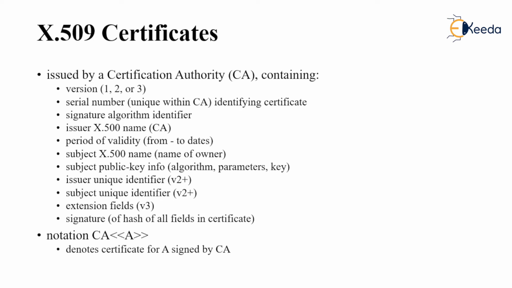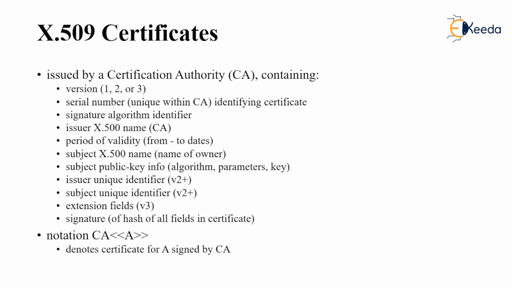As we all know, digital certificates are issued by certificate authorities, that is, the CA. So X.509 is also issued by a CA, and it contains the version number, whether the certificate is version 1, version 2, or version 3. It also has the serial number, which is a unique number associated with the CA, given to a particular certificate by the certificate authority for identifying that certificate.